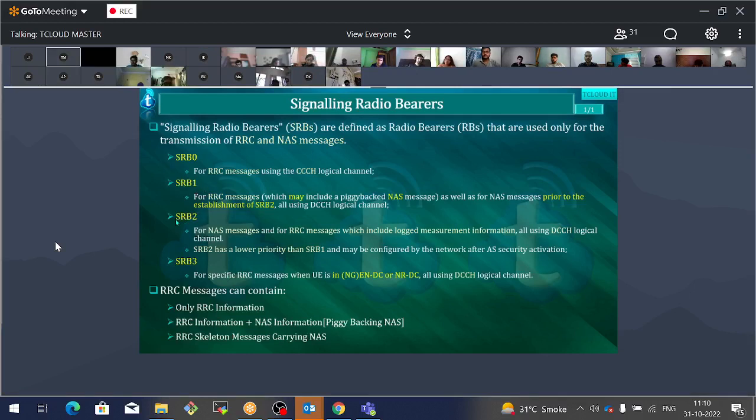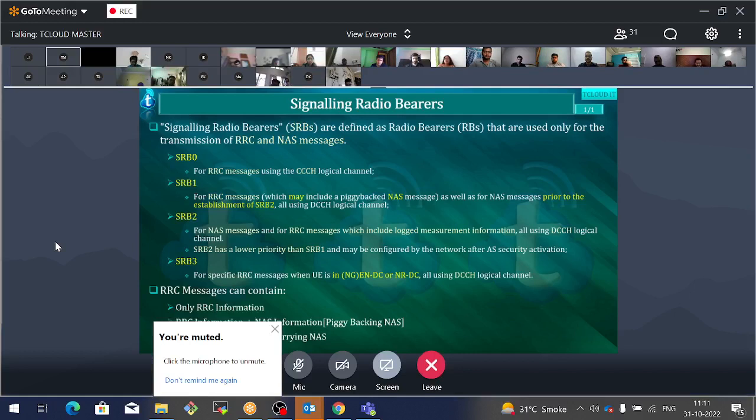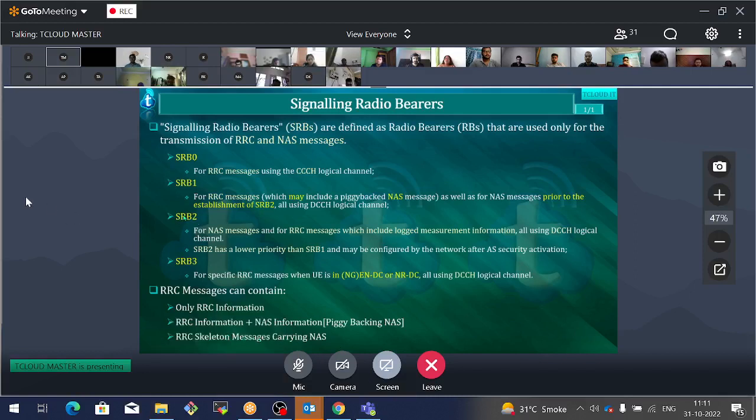But once SRB2 is established, NAS messages will be carried on SRB2. NAS messages would be packed into RRC skeleton messages. That means in the RRC body, nothing would be there. One skeleton RRC message would be there. In that, you will pack the NAS message and then start sending it. But the third type of messages will travel on SRB2 always.